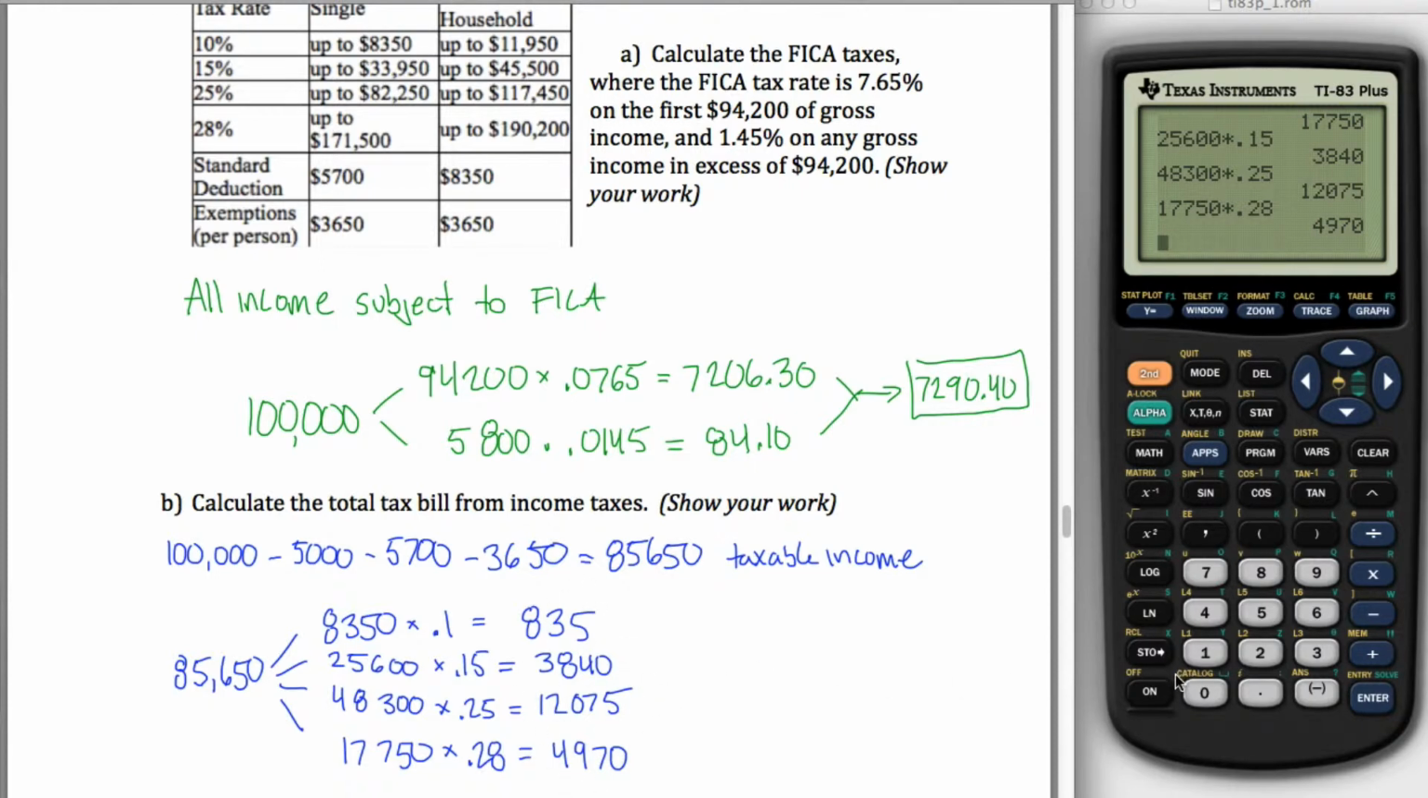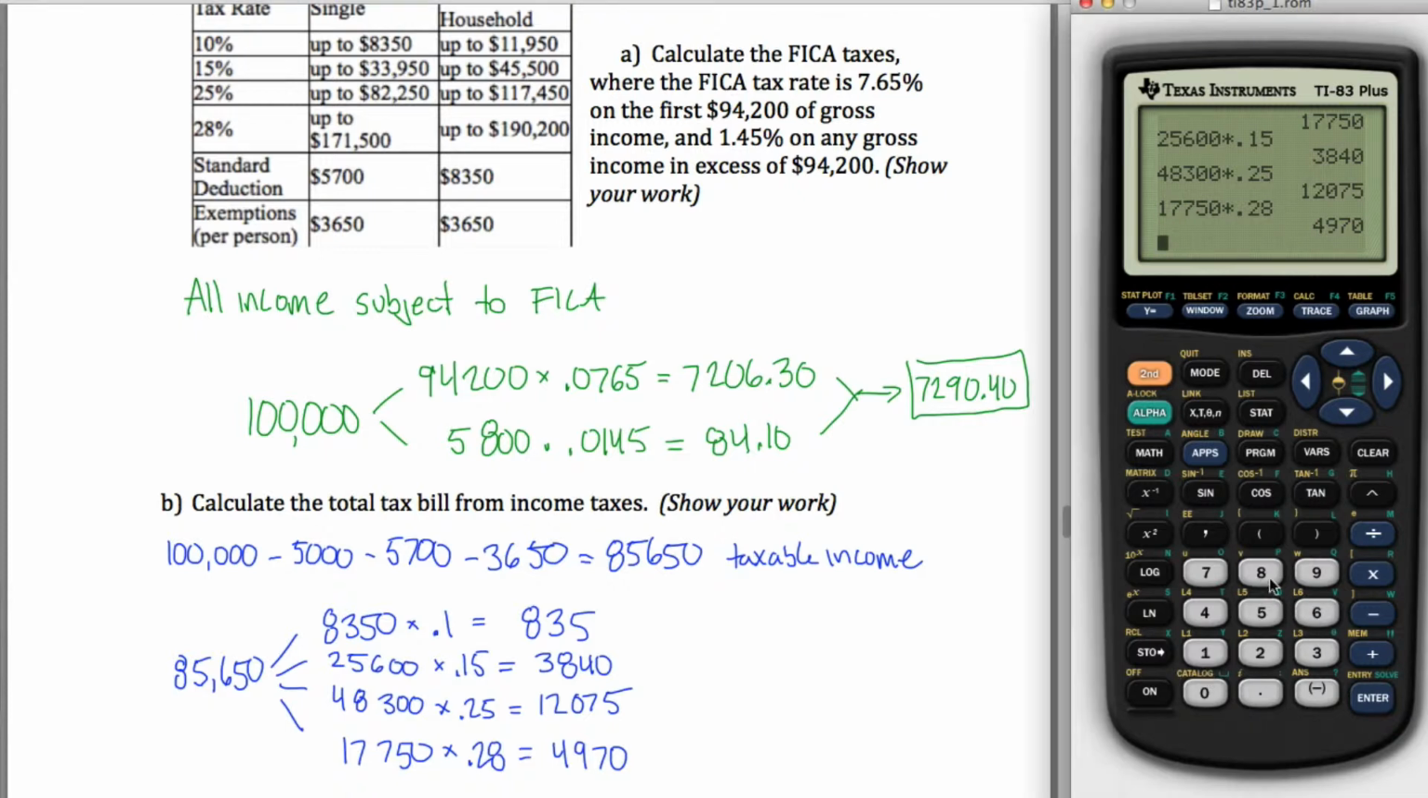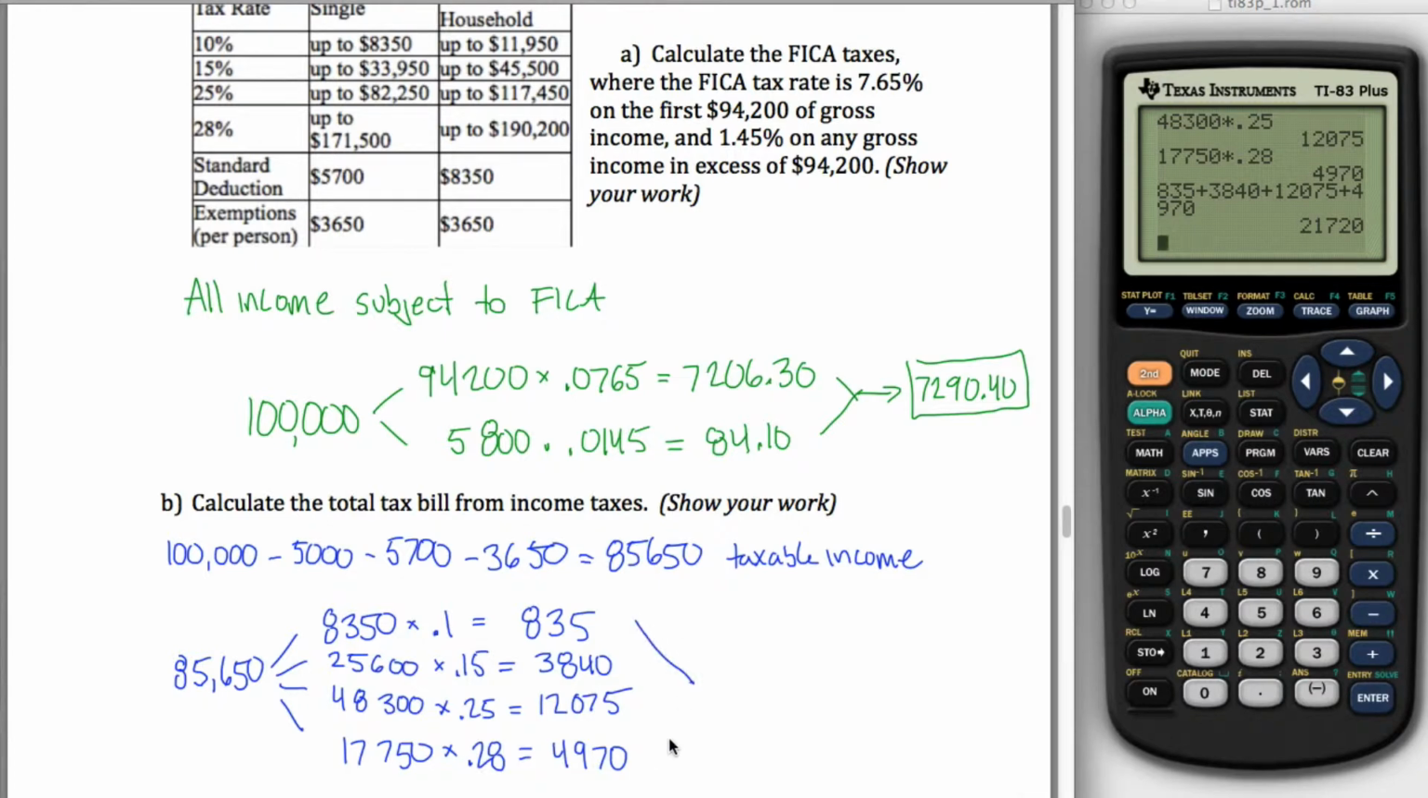If you add up all those numbers right there, you get 835 plus 3840 plus 12,075 plus 4970. And if I typed all those in right, I get 21,720. Total tax bill from income tax is $21,720.